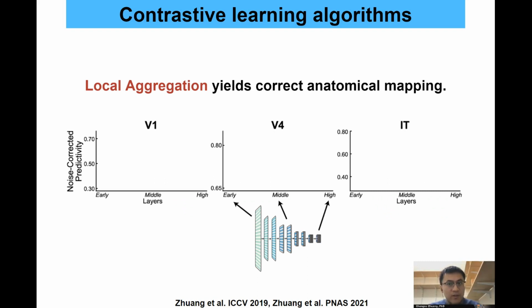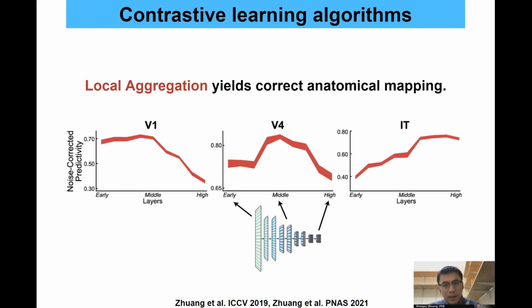Local aggregation also yields correct anatomical mapping, meaning that the earlier layer of this model better predicts V1 area, the intermediate layer of this model better predicts V4 area, and the later layer of this model better predicts IT area. So this, together with the earlier results, really suggests that this model has the potential to explain not just the development of the last layer like IT, but also the developmental trajectory of the intermediate layer and also the earlier layers.